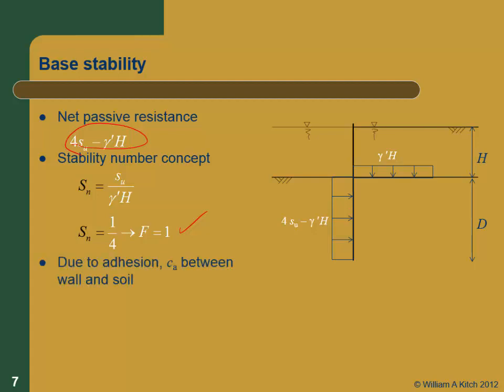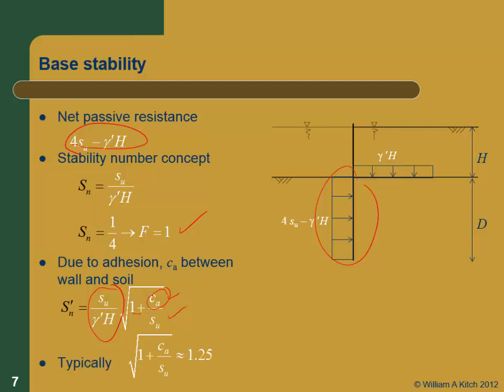Now, this model is a simplification in that we have adhesion between the wall and the soil. So we'll define a new stability number S prime that includes that fact. We're just going to take the stability number S and multiply it times the square root of 1 plus whatever our adhesion is divided by our undrained shear strength. And we talked about how to estimate the adhesion last time.